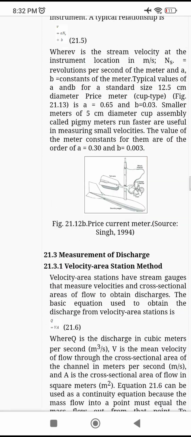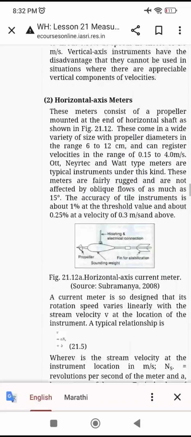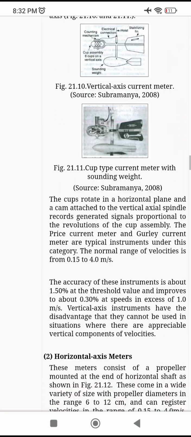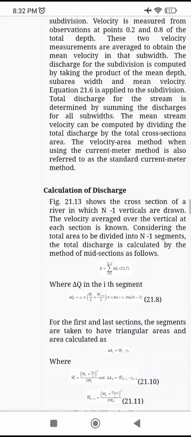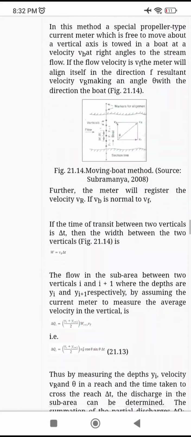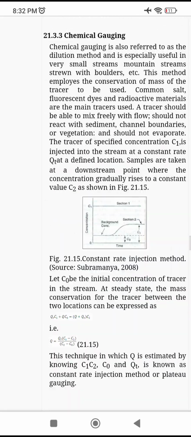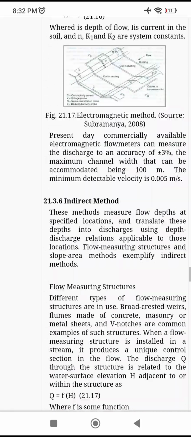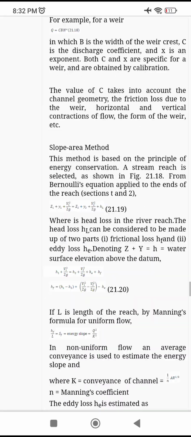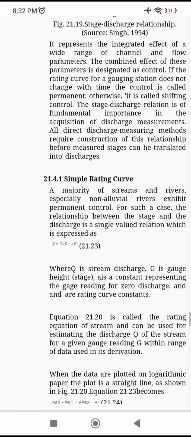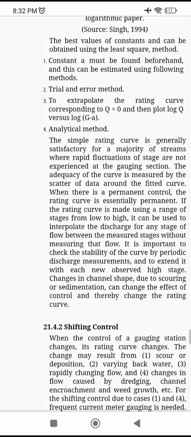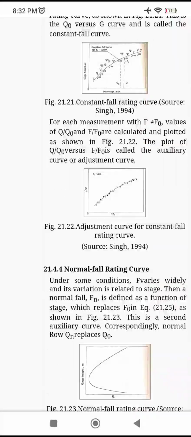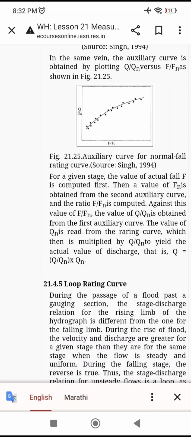Then there are different types of current meter. Then measurement of discharge, velocity area station method. Then calculation of discharge, moving boat method. Chemical gauging, ultrasonic method, indirect method. Rating curve. Rating curve is also called as stage discharge curve, which is stage versus discharge.